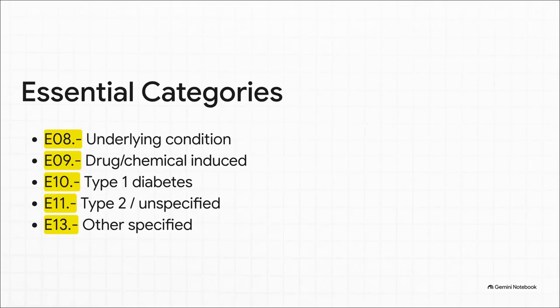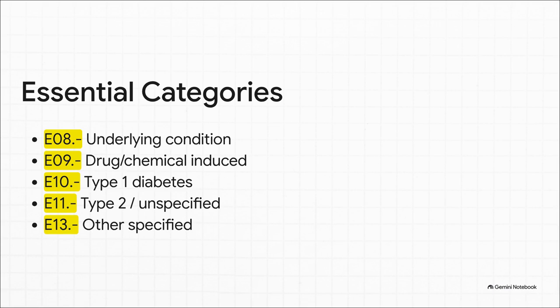Now, looking a bit closer at those first 3 characters, the categories, you absolutely have to know your etiology, right? Because the starting etiology determines your entire code path. Let's break them down. We have category E08, and that's used for diabetes due to an underlying condition. E09 is designated for drug or chemical-induced diabetes mellitus. E10, that's your classic type 1 diabetes.